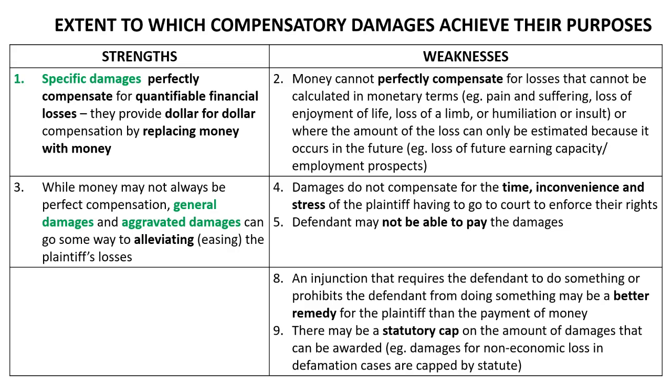You could use this table to assist you to answer a question which requires you to discuss the extent to which compensatory damages achieve their purposes. Because this is a discussion, when you're contrasting strengths against weaknesses, you will be using words such as however, on the other hand, in contrast, while, and whereas.